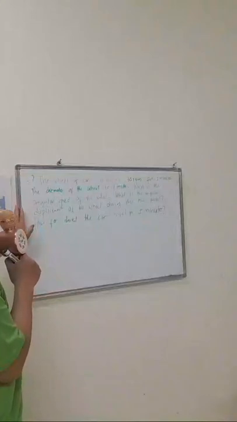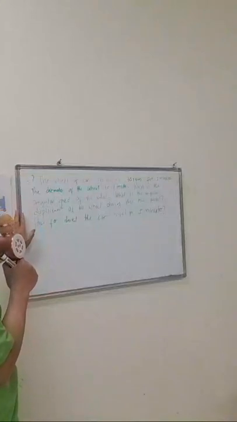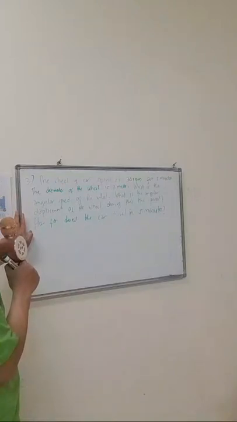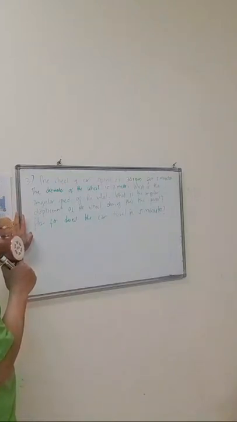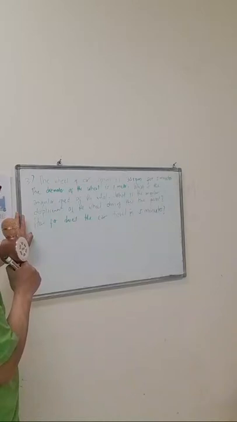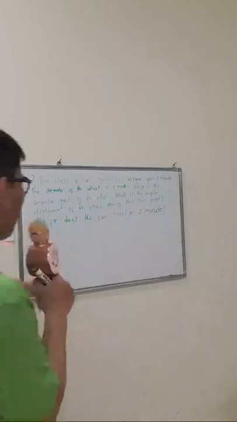The wheel of a car spins at 30 revolutions per minute for 5 minutes. The diameter of the wheel is 1 meter. What is the angular speed of the wheel? What is the angular displacement of the wheel during this time period? And how far does the car travel in 5 minutes?